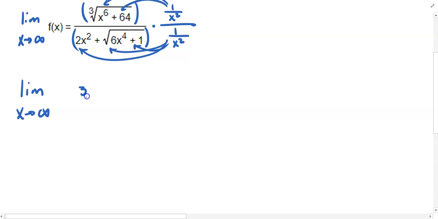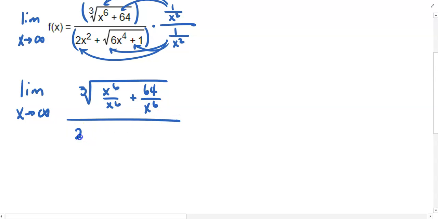the cube root of x to the sixth over x to the sixth plus 64 over x to the sixth, all divided by 2x squared over x squared plus the square root of 6x to the fourth over x to the fourth plus 1 over x to the fourth.